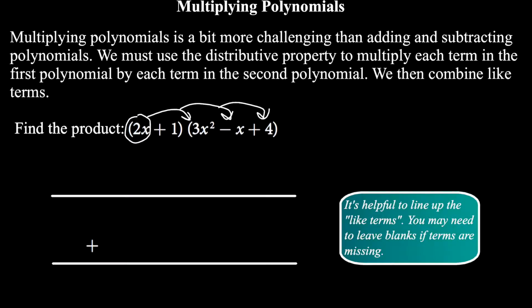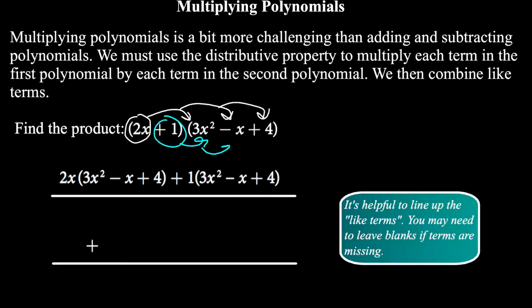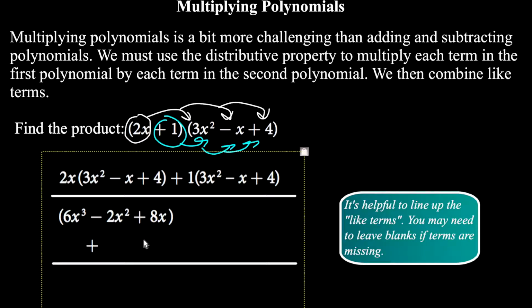So I'm going to go ahead and do that, multiplying 2x by everything there. Then I'm going to multiply everything there by positive 1, and I'm going to write that result as well. Okay, so that's kind of the plan. We're going to distribute the 2x, we're going to distribute the 1, and then we're going to add those products together. So here we go, multiplying the 2x by each term, we end up with 6x cubed minus 2x squared plus 8x. And then multiplying each of these three terms by 1, we get 3x squared minus x plus 4.